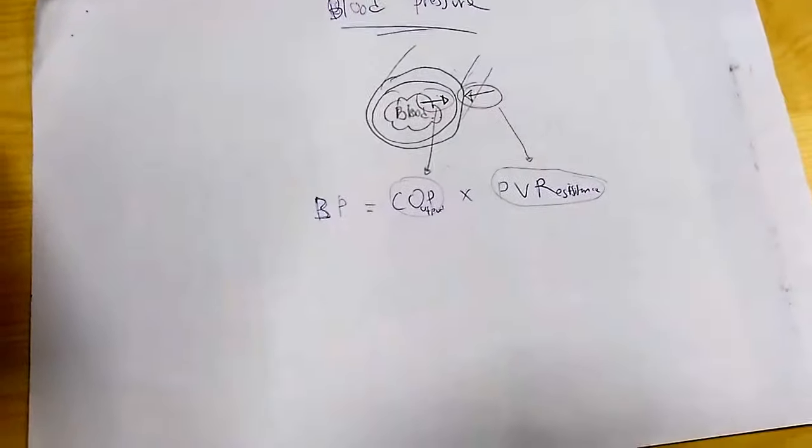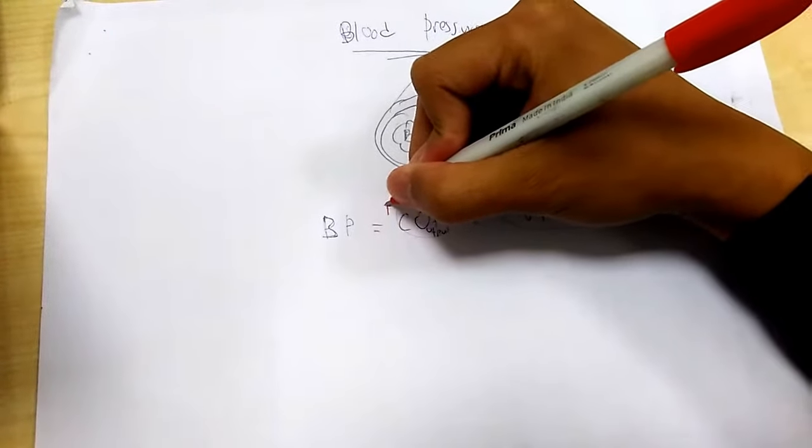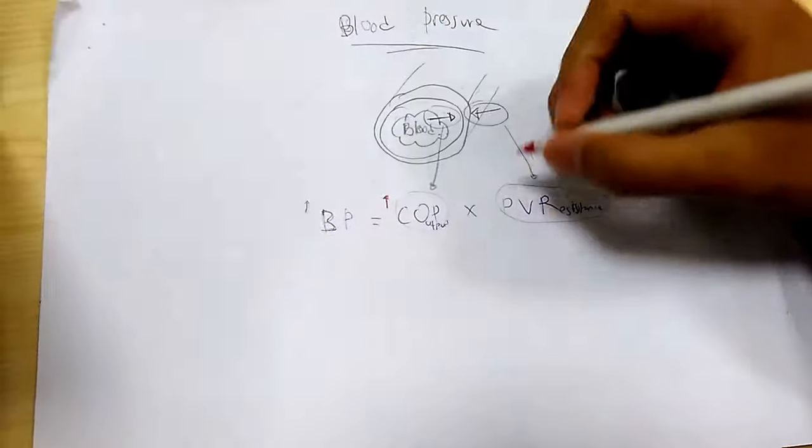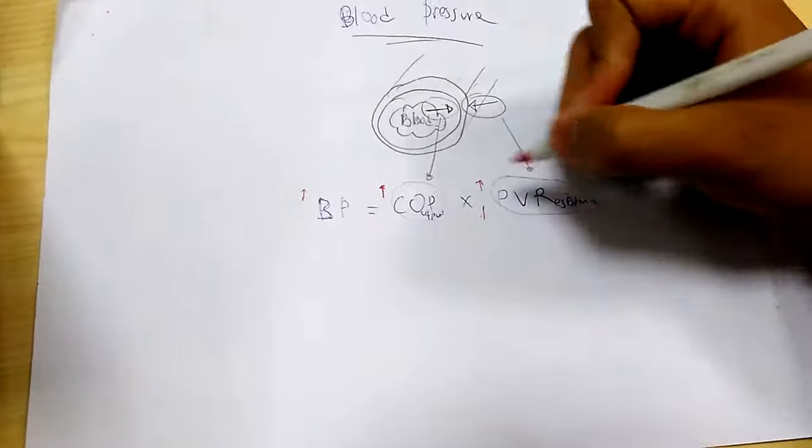So what will be the influence of cardiac output and PVR on BP? It means if COP increases, the BP will increase. It's the same with PVR: if PVR increases, the BP will increase, and vice versa. This is what it means to be times related. So if one of these increases, the BP will increase, and if one of these decreases, the BP will decrease.